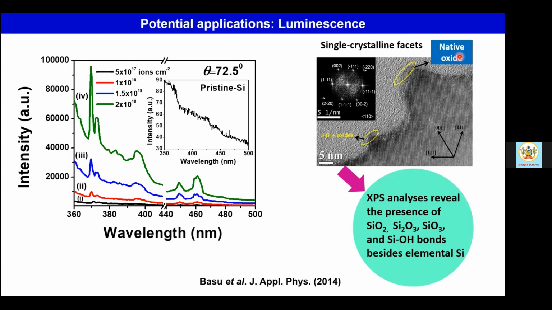But X-ray photoelectron spectroscopic analysis actually revealed the presence of SiO2, the Si-O-related bonds, SiOH-related bonds beside the elemental silicon. And here we also did a photoemission study, and we see the blue emission. This was mostly nothing to do with the silicon, but mostly because of the presence of these SiO-related bonds. Nonetheless, such faceted silicon surfaces can, importantly, give rise to blue light emission.